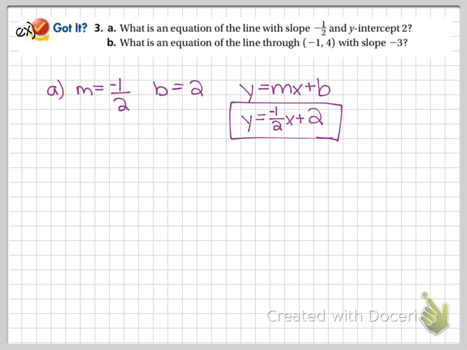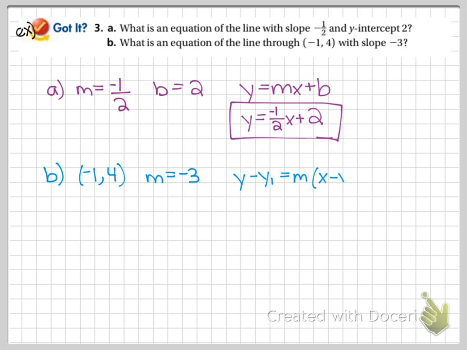So now let's look at part B. For part B, we want to find the equation of a line through point negative 1, 4. So here we're given a point and a slope, our m, of negative 3. Since we are given slope and a point, we're going to want to write this one in point-slope form, which is y minus y1 equals m times x minus x1.